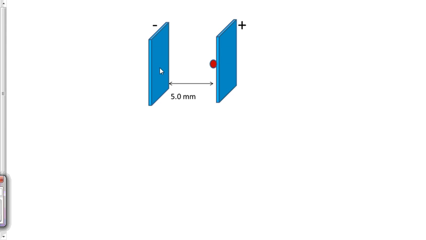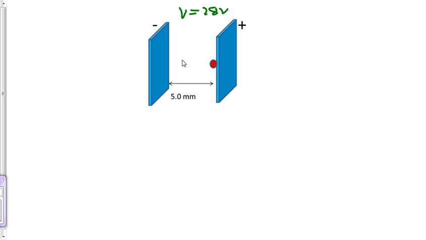Two metal plates are separated from each other by a small distance, 5 millimeters. And we do know the voltage across the plates. Voltage is 18 volts. And we want to figure out how fast a proton moves going from the positive plate to the negative plate. So the proton starts at rest next to the plate that's positive, and then will be pushed and attracted across to the other side.